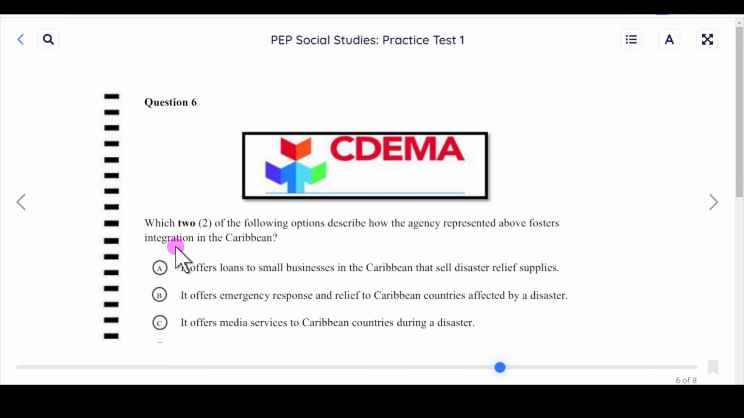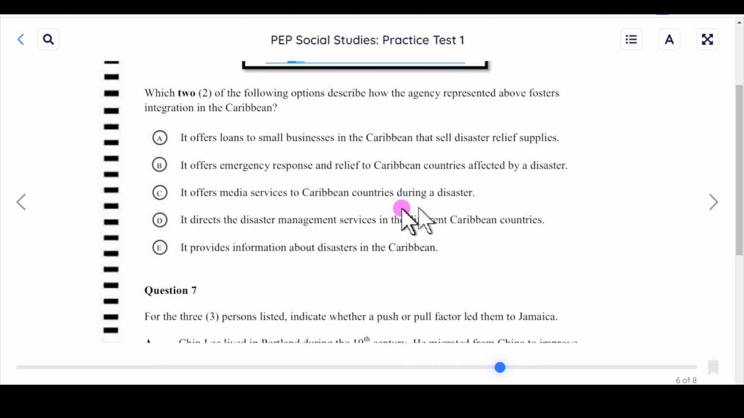So let's go now. Which two of the following describe how the agency represented above fosters integration? Let's go down now. A, it offers loans to small businesses in the Caribbean that sell disaster relief supplies. Never got that from it at all. So B, it offers emergency response and relief to Caribbean countries affected by a disaster. That sounds like what we want. Let's go to C. It offers media services to the Caribbean countries during a disaster. Never got that from it.